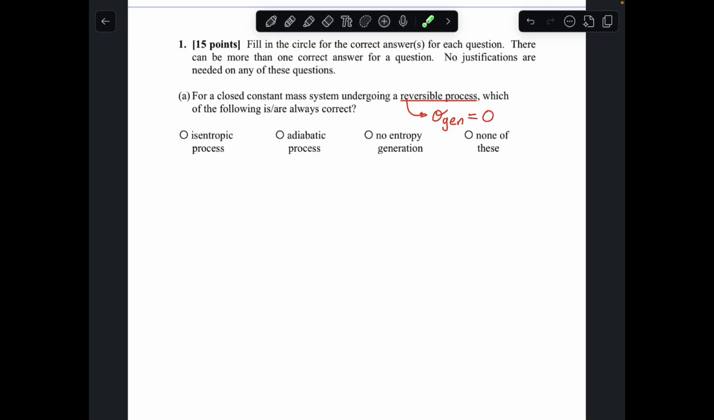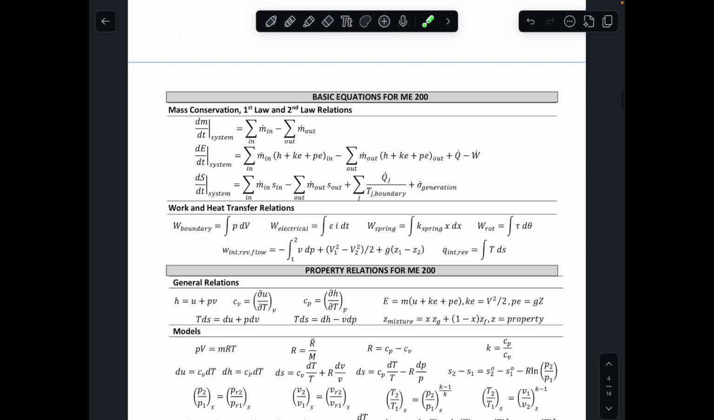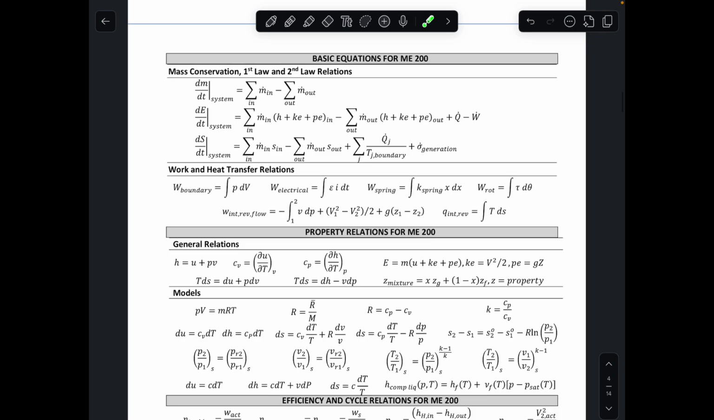So what we can do is look at that equation, simplify it down for a closed constant mass system, and then apply each of these conditions to it, isentropic, adiabatic, no entropy generation, and see if this term is always going to go to 0. So let's look at our second law equation down in the equation sheet. It shows up right here in the differential form. And so we can simplify it a little bit.